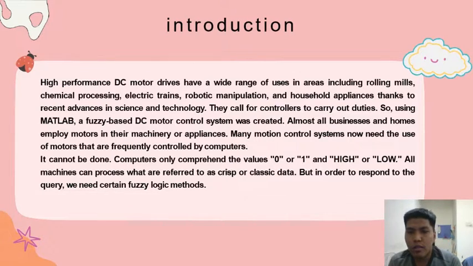Almost all businesses and homes employ a motor in their machinery or appliances. Many motion control systems now need the use of motors that are frequently controlled by computer. It cannot be done directly. Computers only comprehend the values 0 or 1, high or low. A machine can only process what is referred to as script or classic data. But in order to respond to the query, we need a certain fuzzy logic method.